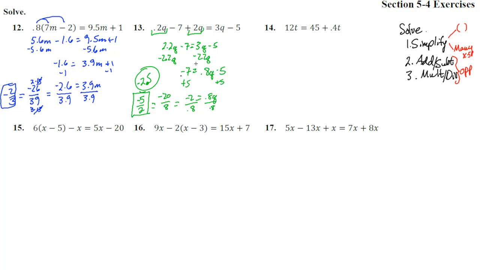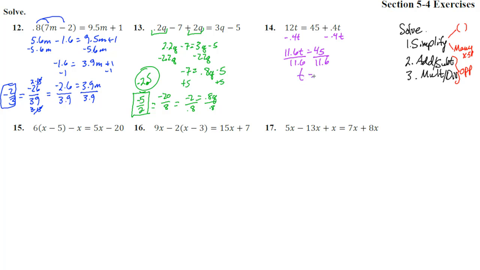Good. Okay, the next one, number 14. Do we have any parentheses? No. Do we have many t's? We do. So we've got to subtract 0.4t from both sides to get the t's together. 12 minus 0.4t, that's 11.6t equals 45. And divide by 11.6.